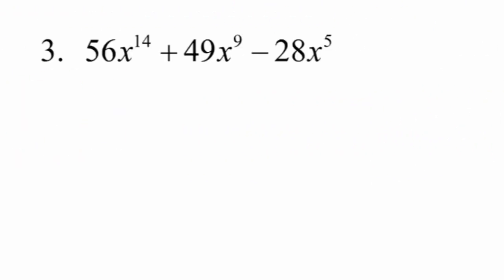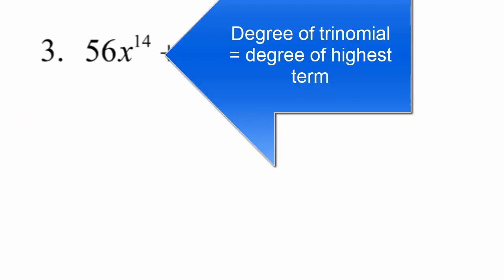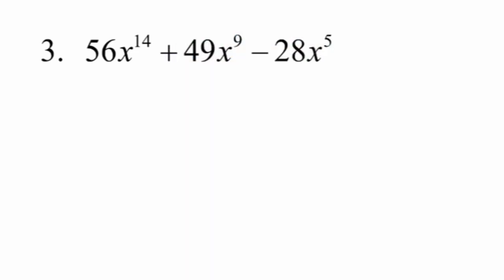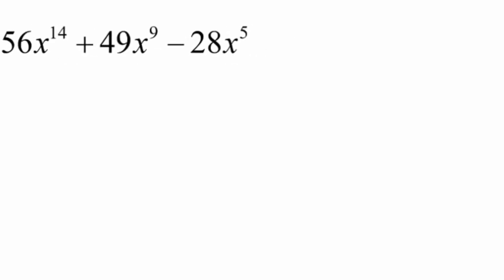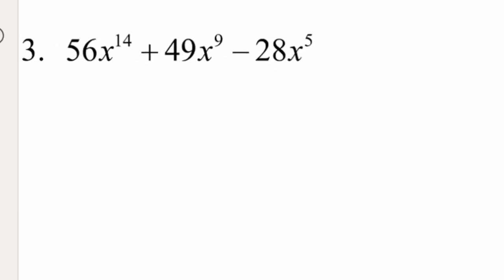Next problem. Now we have a trinomial, 3 terms, degree 14, that's a review, right? And the coefficients are 56, 49, and 28. Can you tell what the GCF is between those 3? You might recognize them as all being part of the 7s table, right? So they have a 7 in common. So our GCF will be 7, and then our smallest power of x is x to the 5th. So 7x to the 5th is our GCF.